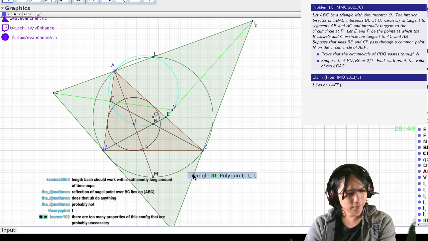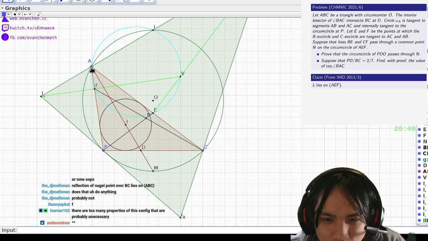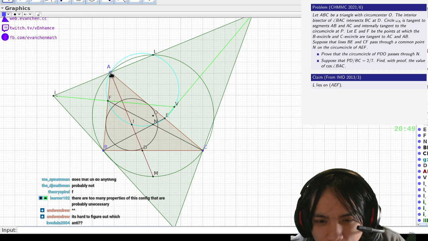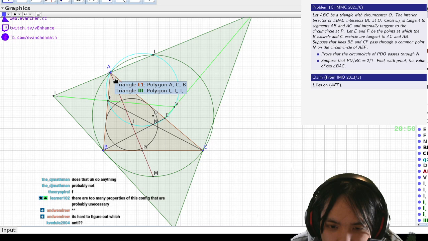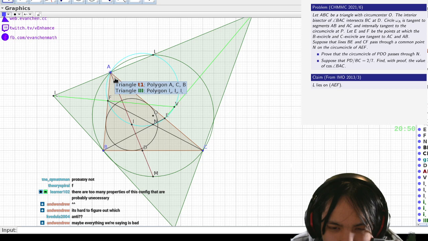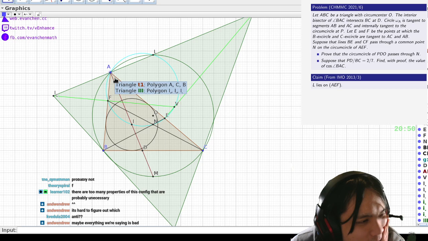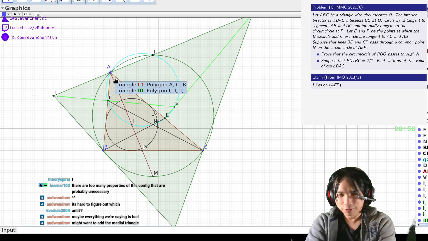Is there anything that's true about N unconditionally? Like, is that... No. How do you prove the converse? Oh man, I hate this. You want me to add the medial triangle? Oh, that seems like a lot to add in.